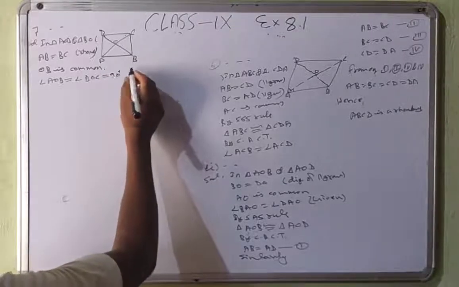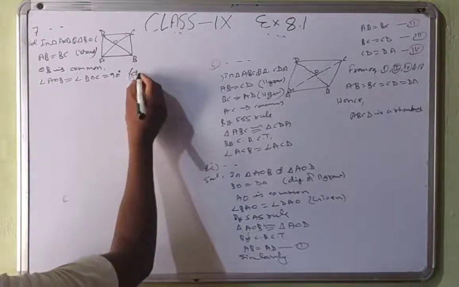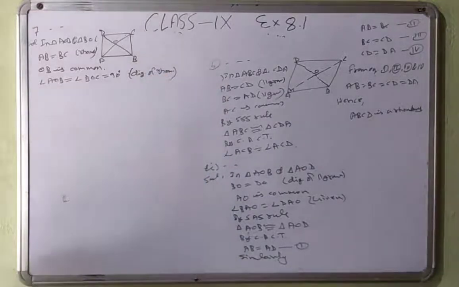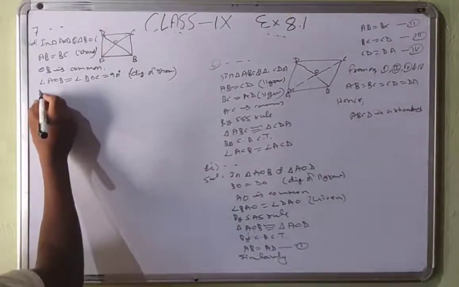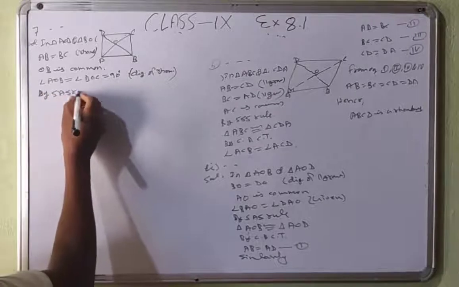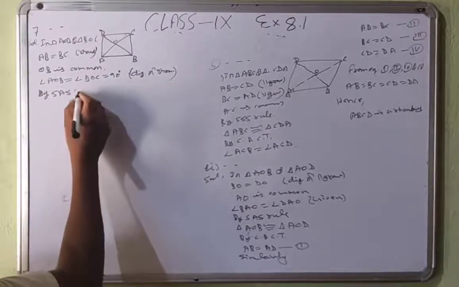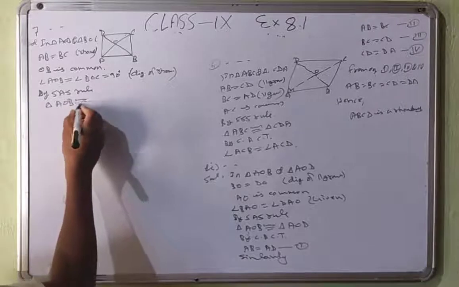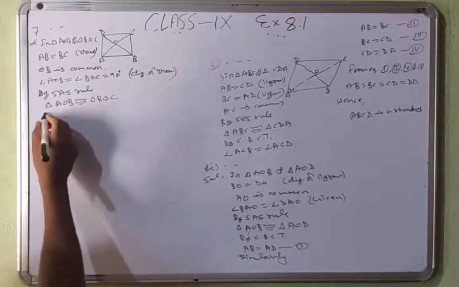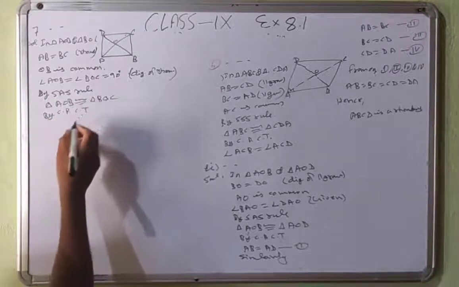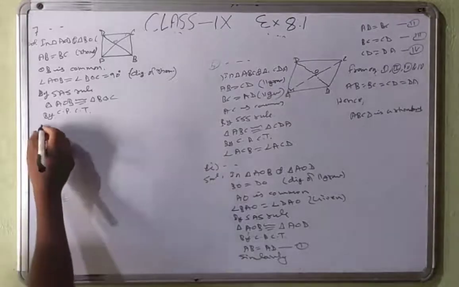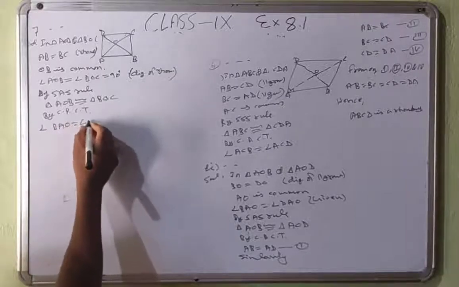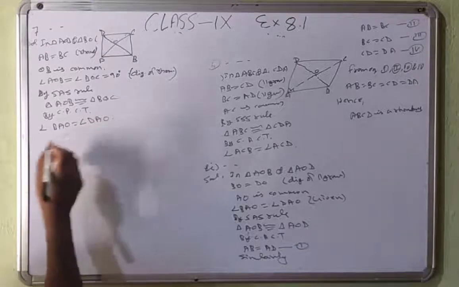Diagonals of a rhombus bisect each other, and then by SAS congruence rule, triangle AOB is congruent to triangle BOC, so by CPCT angle BAO is equal to angle DAO. That's the proof.